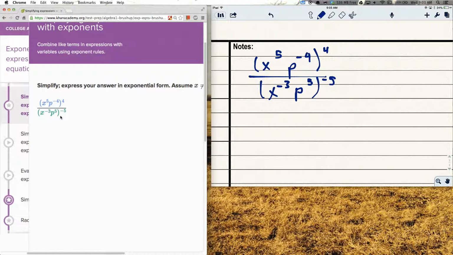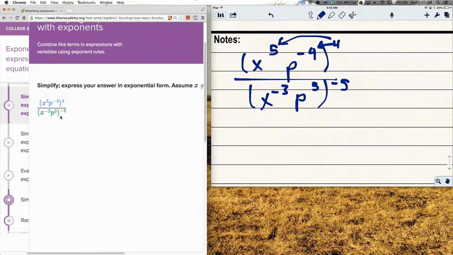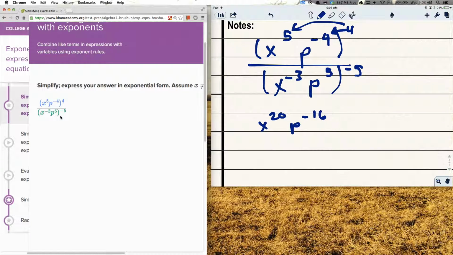And so first I see parentheses, and so I'm going to simplify the parentheses with multiplication. I'll do 4 times 5 and 4 times negative 4. And so I'll get x to the 20th and p to the negative 16, because 4 times 5 is 20 and 4 times negative 4 is negative 16. I'll do the same thing on the bottom, so negative 5 times negative 3 and negative 5 times 5, and so that would be x to the positive 15 and then p to the negative 25.